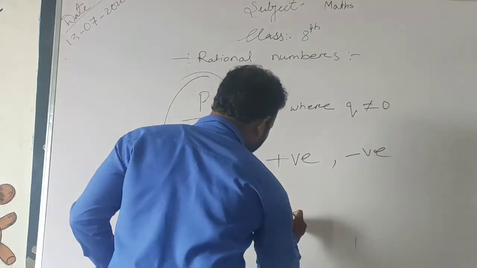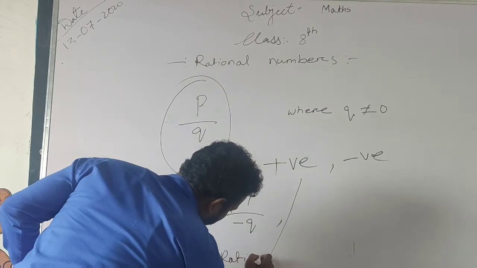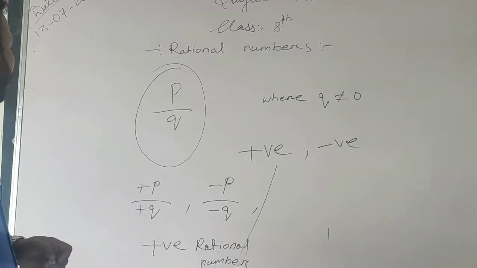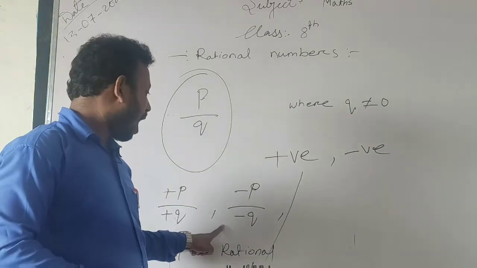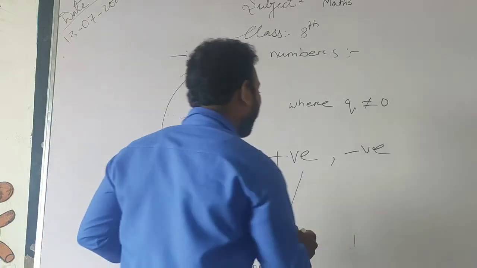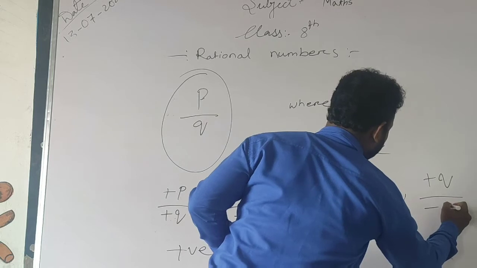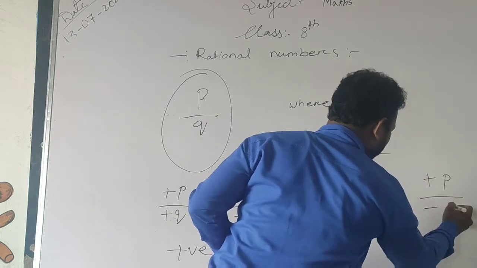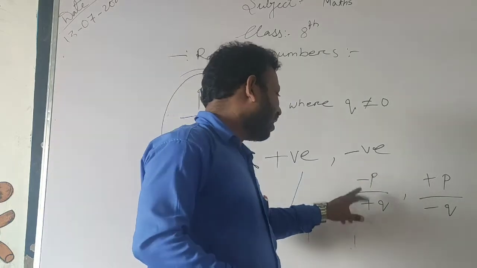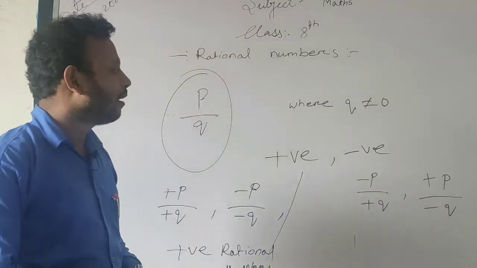So that is your positive rational number. What do we call a negative rational number? When P and Q have opposite signs, unlike signs. Example, minus P by plus Q or plus P by minus Q. Where P and Q have opposite signs, that rational number is called a negative rational number.